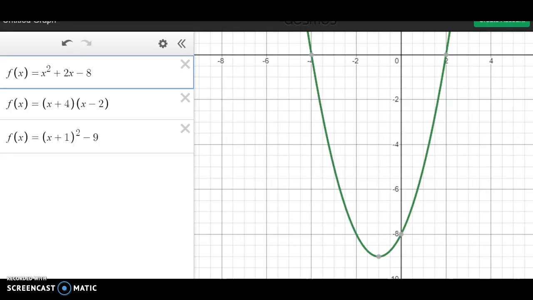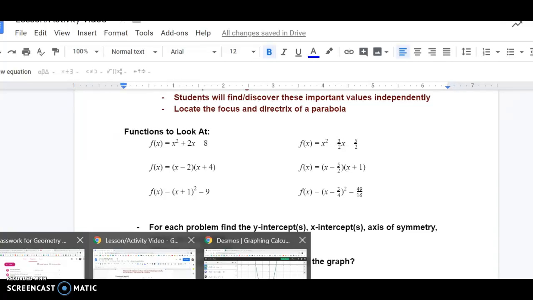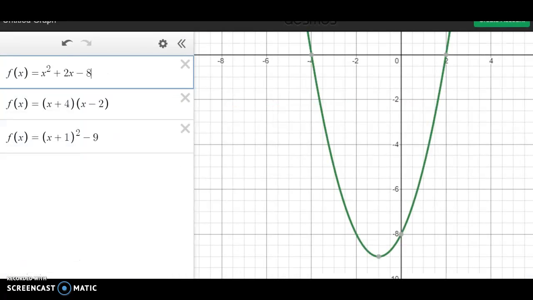The important questions I would want students to answer while looking at this are: find the y-intercept, x-intercepts, axis of symmetry, and vertex from the graph. We might have to talk about what those are, but the x-intercepts they should be able to find pretty easily. It's the point (-4, 0) and the point (2, 0). Write those down. Then the y-intercept, again they should find easily, since they know what x- and y-intercepts are: (0, -8).